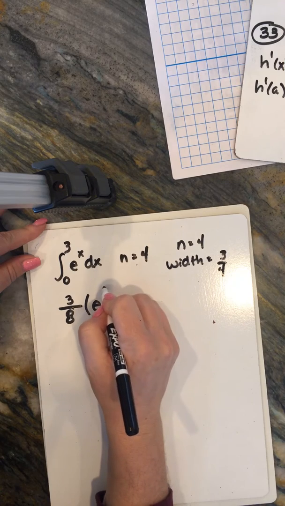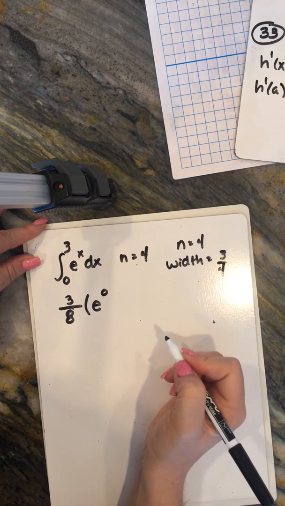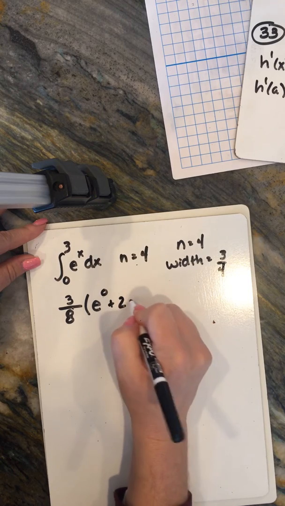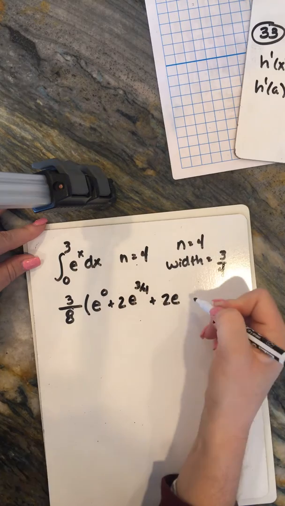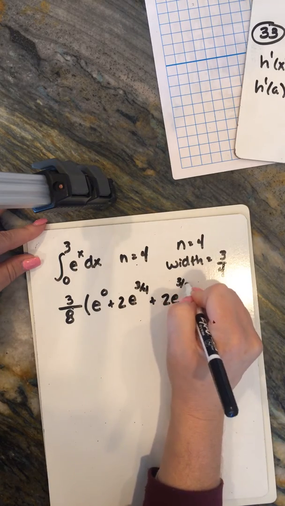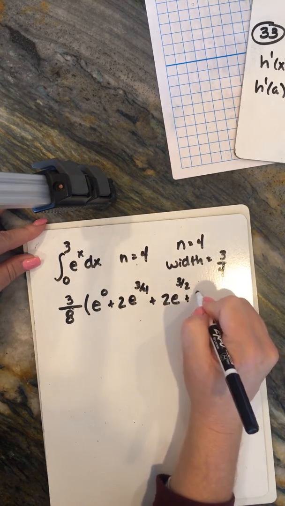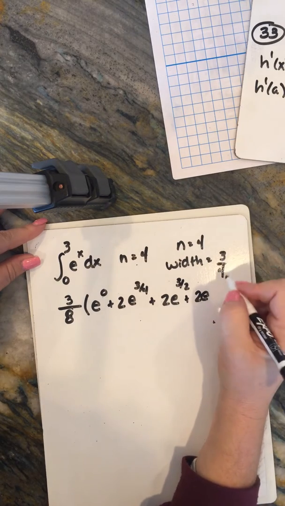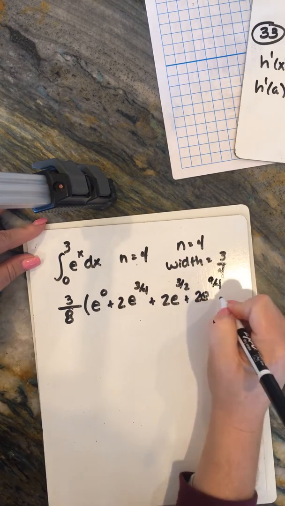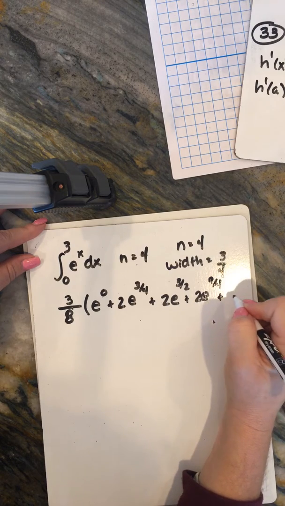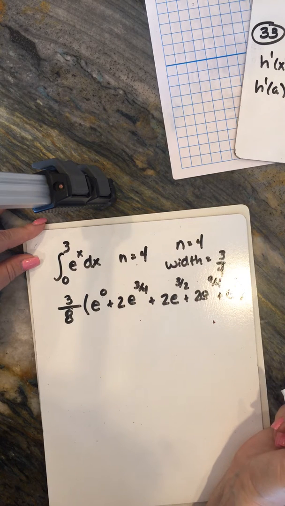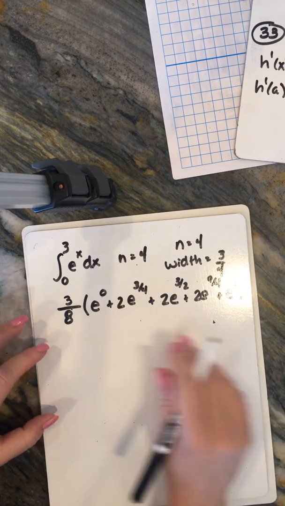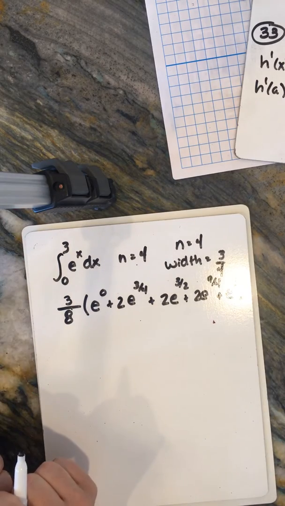So this will be e to the 0 plus 2e to the 3/4 plus 2e to the 3/2, plus 2e to the 9/4 plus e to the 3rd. And that ought to give you, well, do it in your calculator because you'll get that decimal. 19.972.